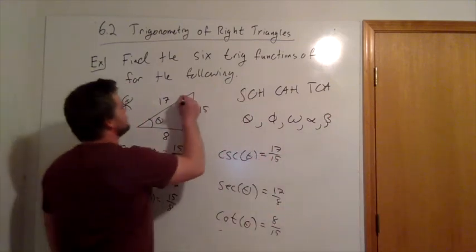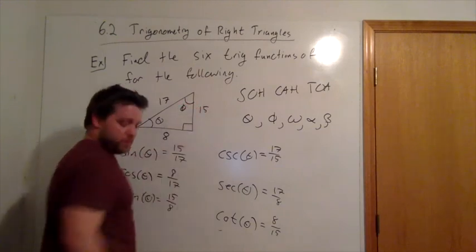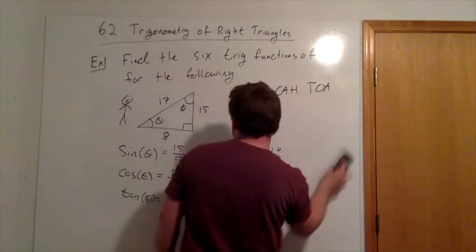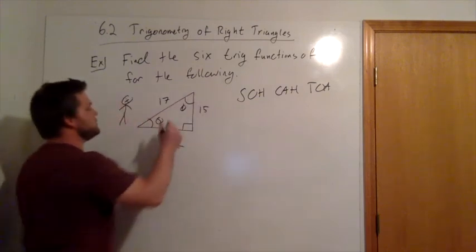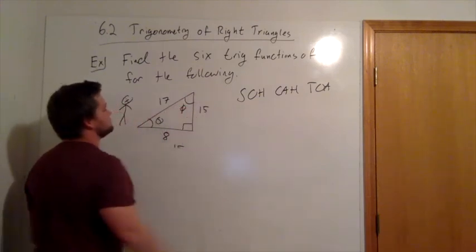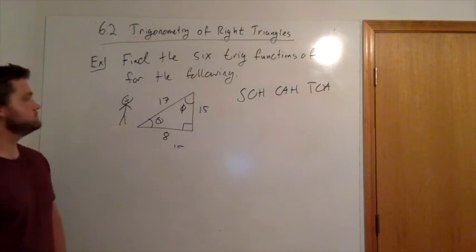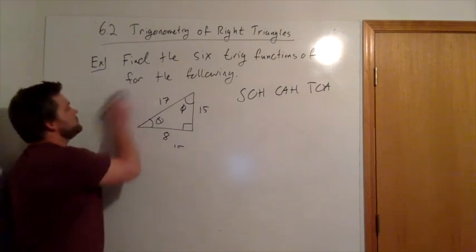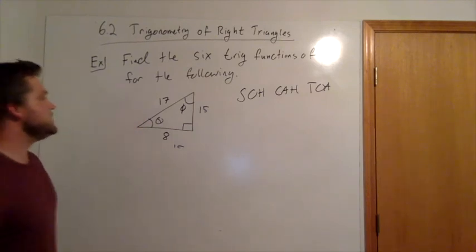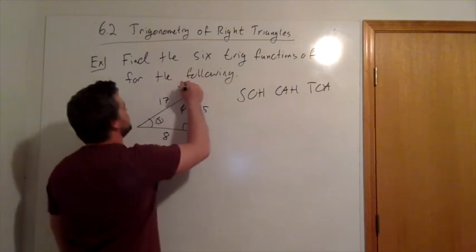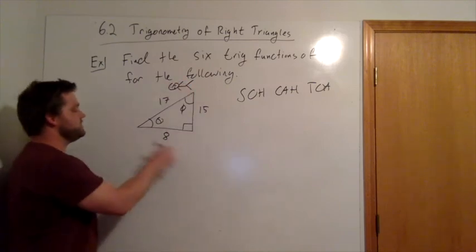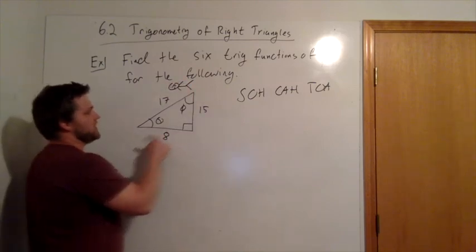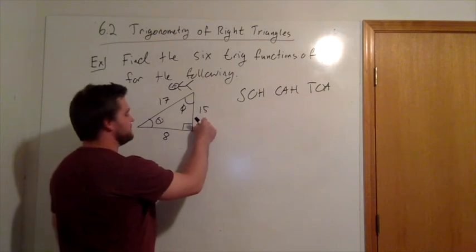Okay, so let's say phi is right here. What I want you to do is find all 6 trig functions of phi. So go ahead and pause the video and try this on your own. Okay, so if I'm trying to find the 6 trig functions of phi, what that means is that we're standing here. So now, this will now be my opposite side, and this will be my adjacent side.